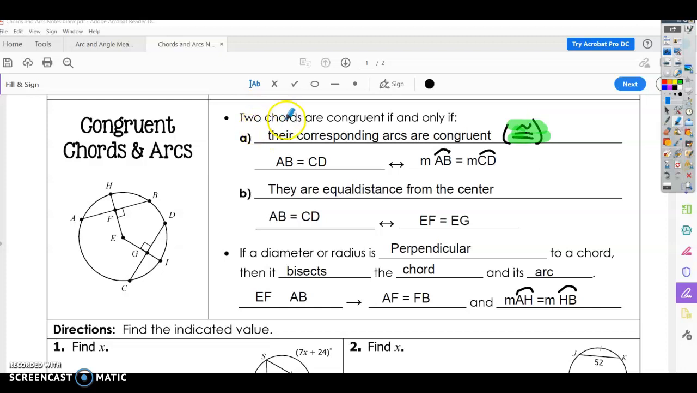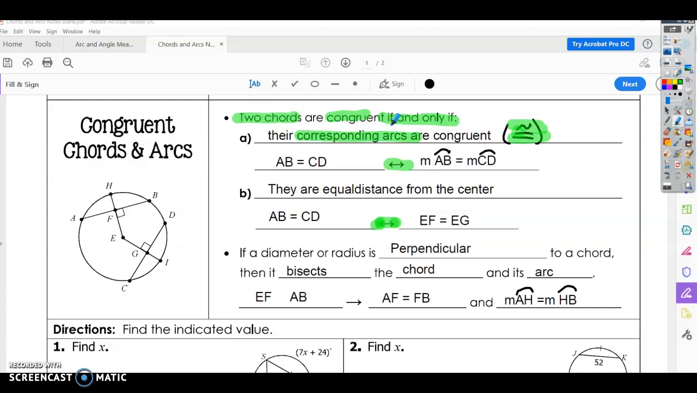All right, so two chords are congruent if and only if their corresponding arcs are congruent. We use this double arrow here to mean if and only if. So when you see that double arrow, that's just the symbol for if and only if. All right, so two chords are congruent if their corresponding arcs are congruent.